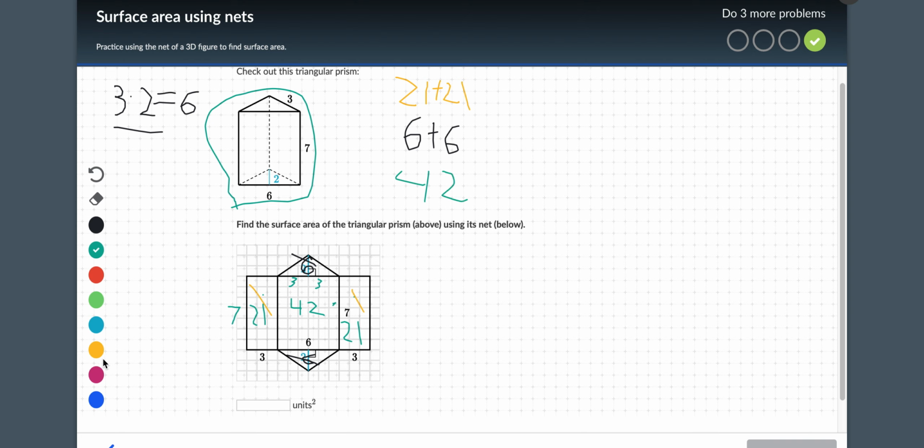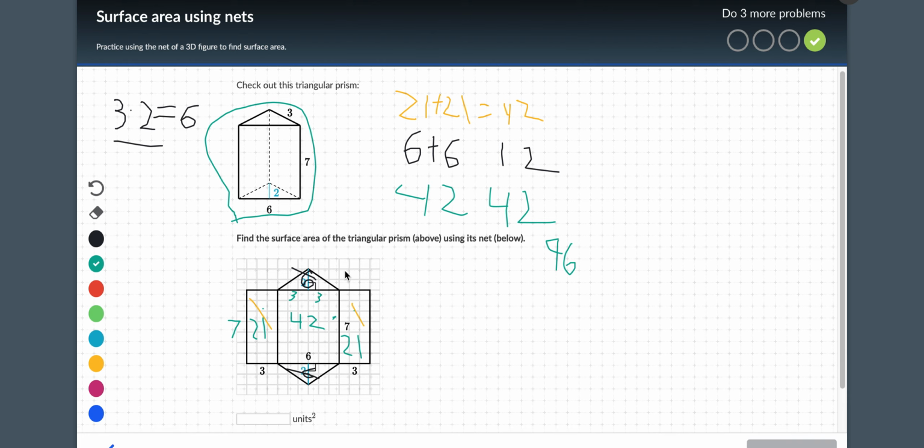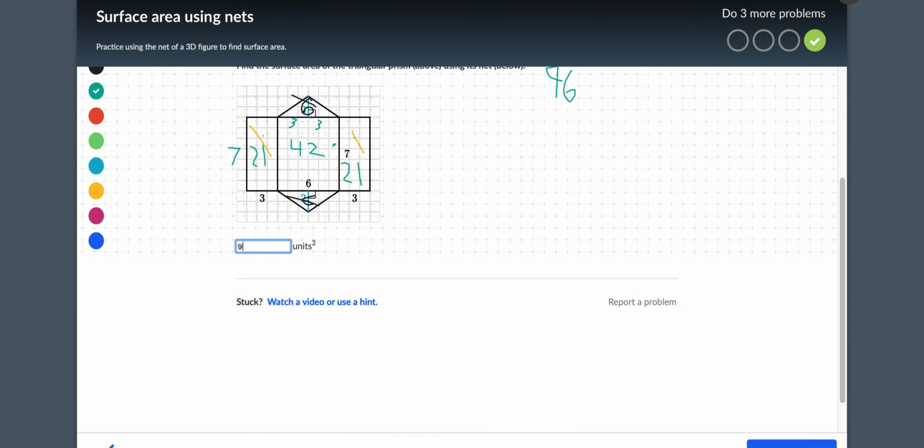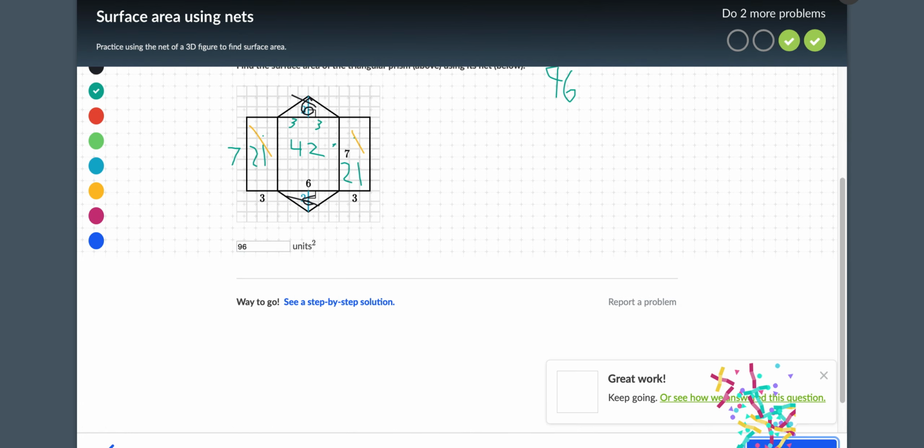So 21 plus 21 is 42. This is 12. And this is 42. So when you add 42 plus 12, you get 54, and when you add 42 to 54, you get 96. And that's your answer: 96 units squared.